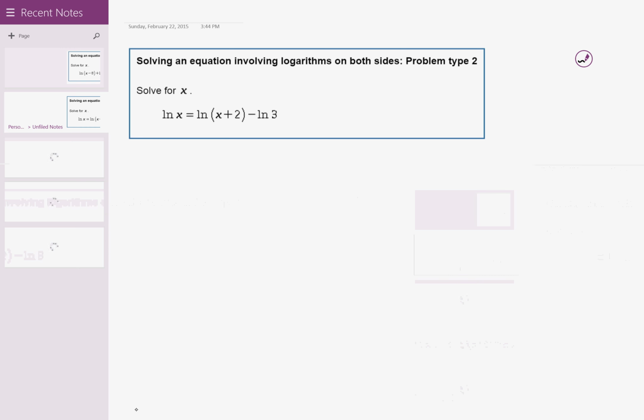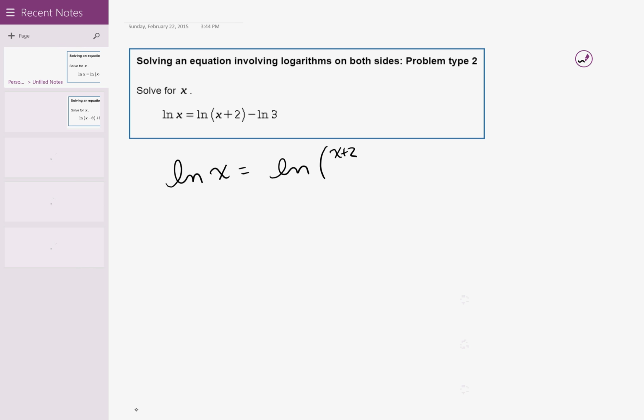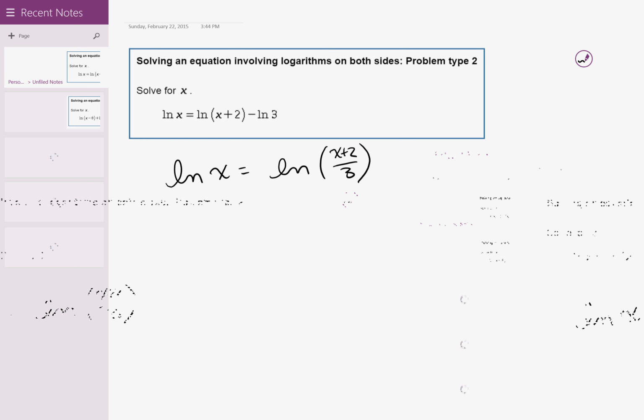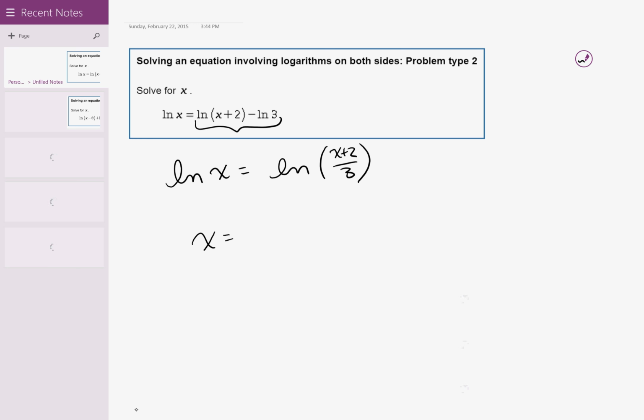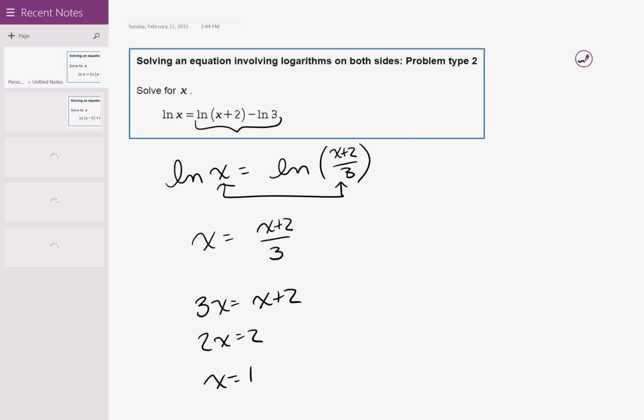So in this case, I have ln x is equal to the ln of x plus 2 over 3. Use the quotient rule to put this side of the equation together. And that means that x is equal to x plus 2 over 3, using the one-to-one property. Okay, multiply both sides by 3. That means 3x is equal to x plus 2. Subtract x from both sides. 2x is equal to 2. x is equal to 1.